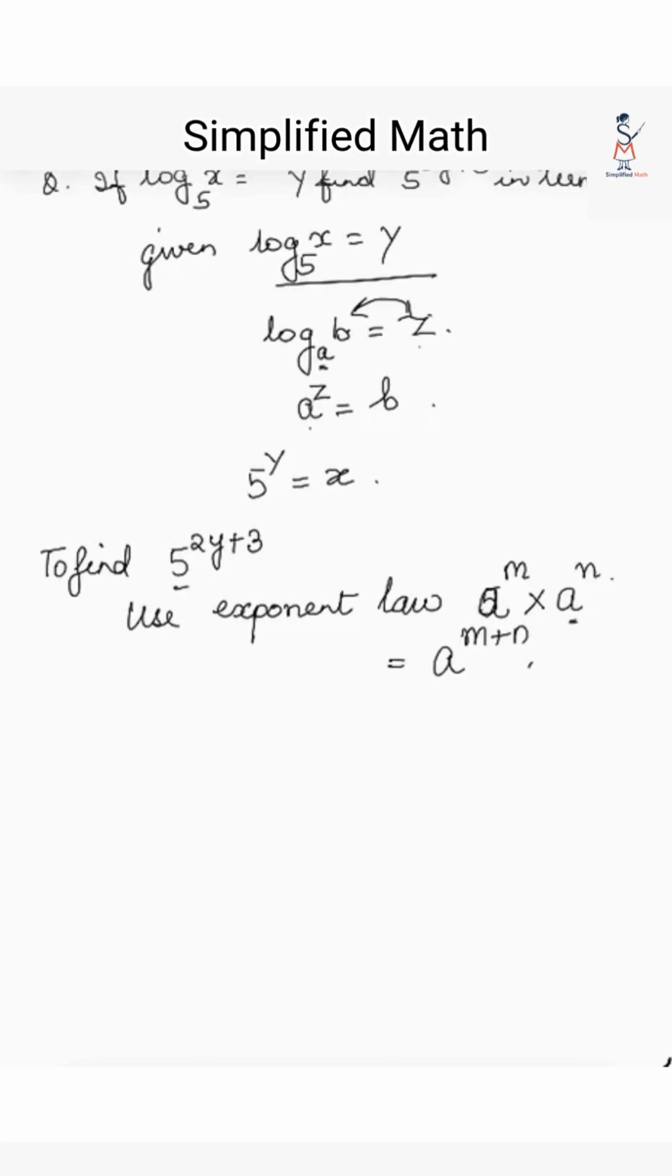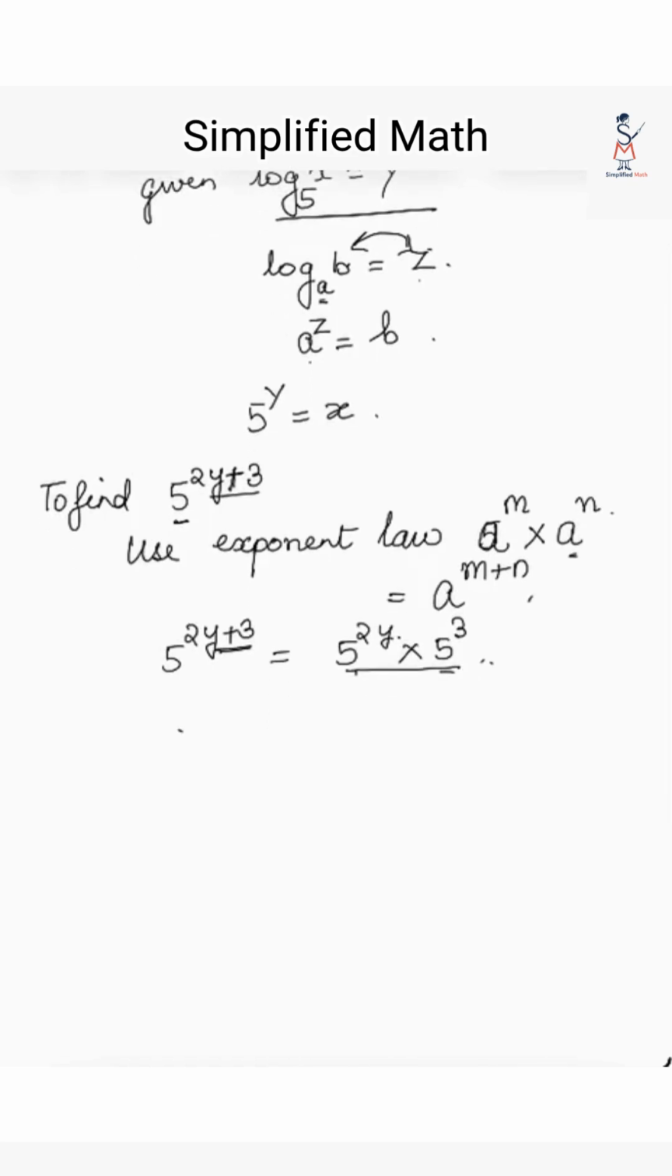So here we can see 5 is raised to a power with a plus sign in between. That means this can be written as 5 raised to the power 2y into 5 raised to the power 3. The bases are same, we will add the powers. So here the powers are added, which can be written like this. Fine. Now 5 raised to the power 2y can be written as 5 raised to the power y, the whole thing, into 2, means power into 2. This can be written like this.